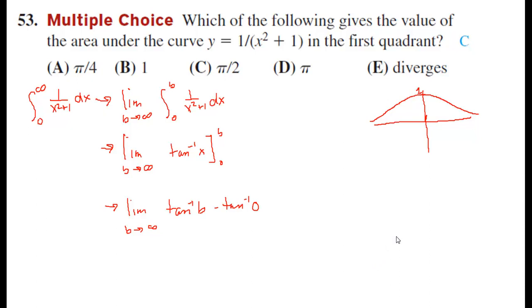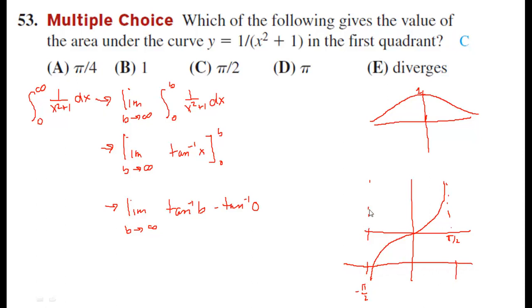Now, if we recall what the inverse tangent function looks like, well, the tangent function looks like this. At least one part of it is bound between negative pi over 2 and pi over 2. The inverse tangent is this curve reflected over the line y equals x, and in doing so we get this function here.